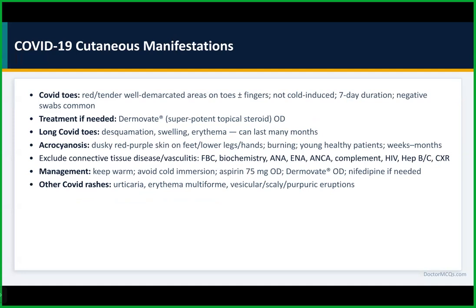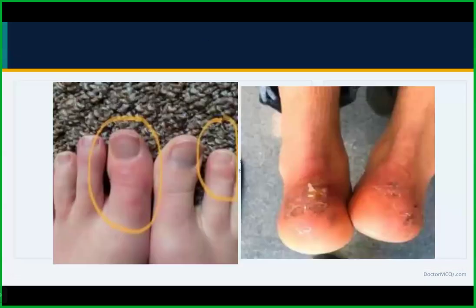COVID-19 cutaneous manifestation became apparent after COVID-19 came. COVID toes: you can see red, tender, well-demarcated areas on the toes, and it stays for about 7 days. Treatment is just superficial topical potent steroids, especially Dermovate, once a day. It can have desquamation or swelling, and the management is just to keep the toes warm and avoid cold immersion. Aspirin can be given in some severe cases, and Dermovate. It can appear like this.